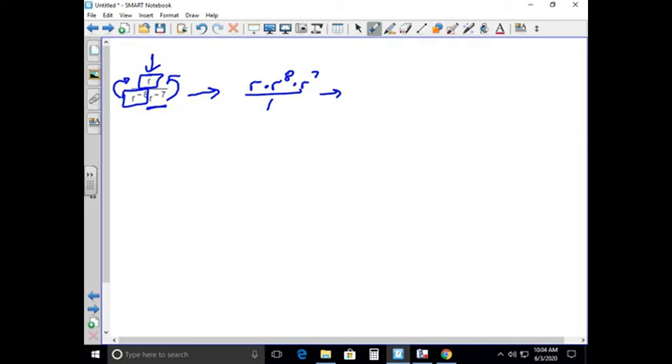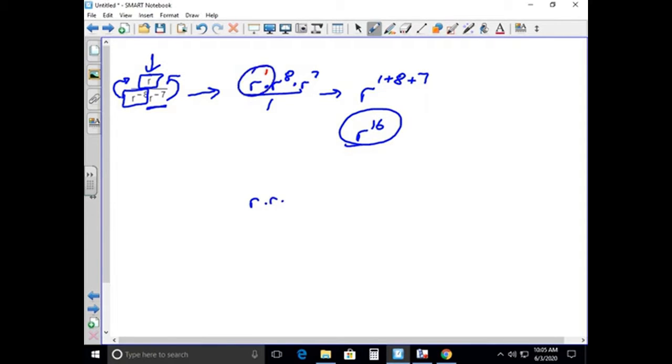Now we just have a product, and our product rule says that if we're multiplying and our bases are the same, we add our exponents. This first r has an understood 1 as an exponent, so when we multiply those, we add 1 plus 8 plus 7. That tells us how many r's are multiplied together. So we end up with r to the 16th.